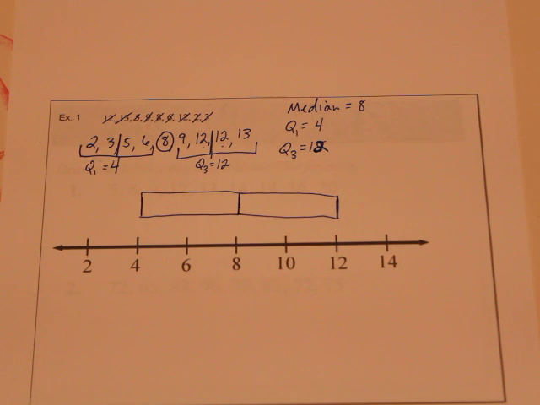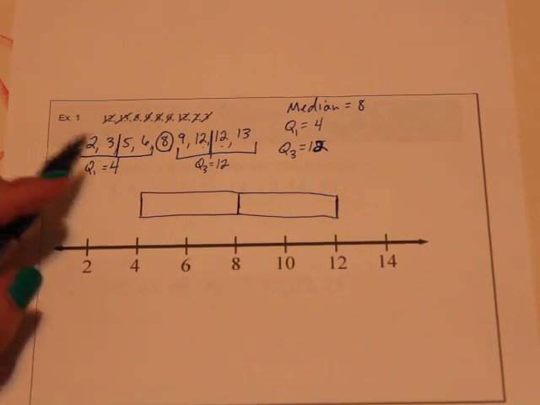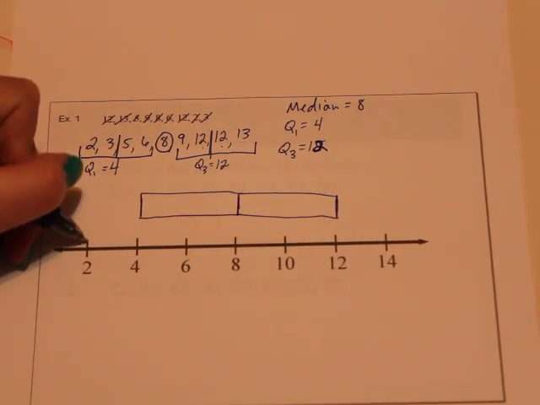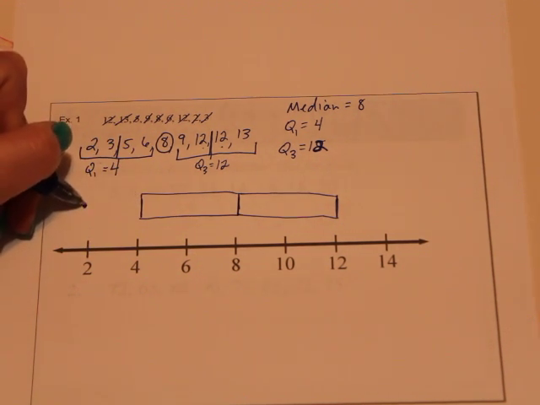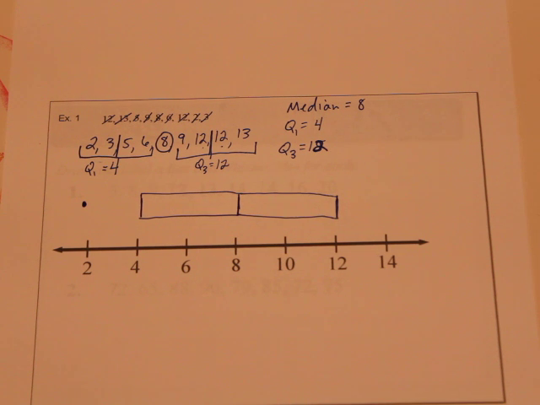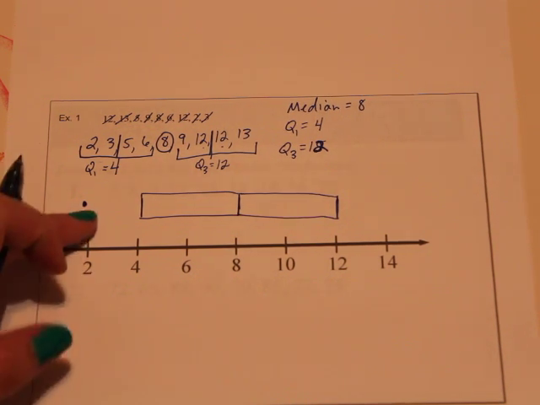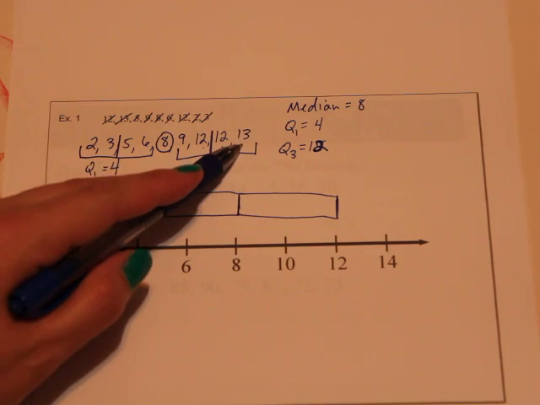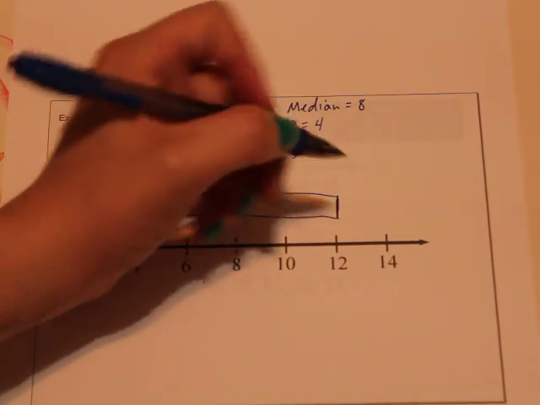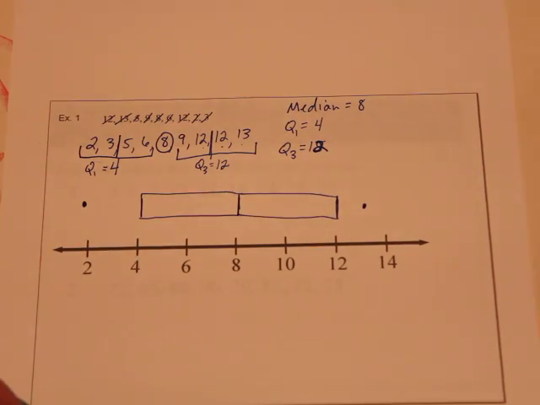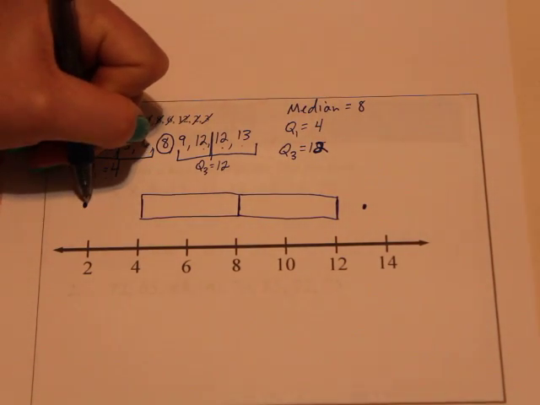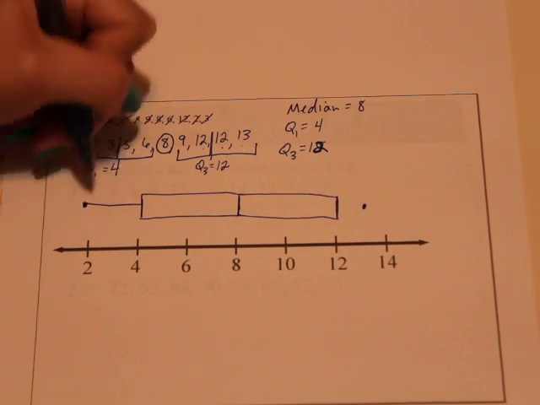Now we need to, step 6, mark the maximum and minimum values with dots above our number line. Our minimum value is 2, so we're going to go above the 2 and right in the middle of the box there, put a dot above 2, because that's our minimum. And then our maximum was 13. So right here between 12 and 14, go straight up and put a dot there. And now we will draw our whiskers. That's step 7.